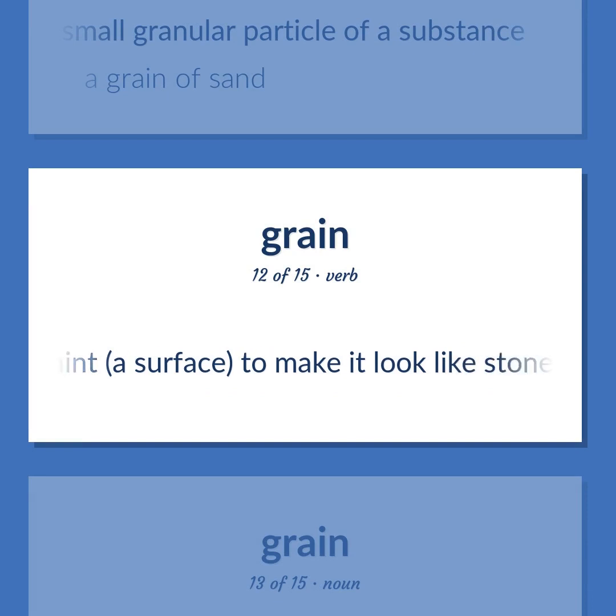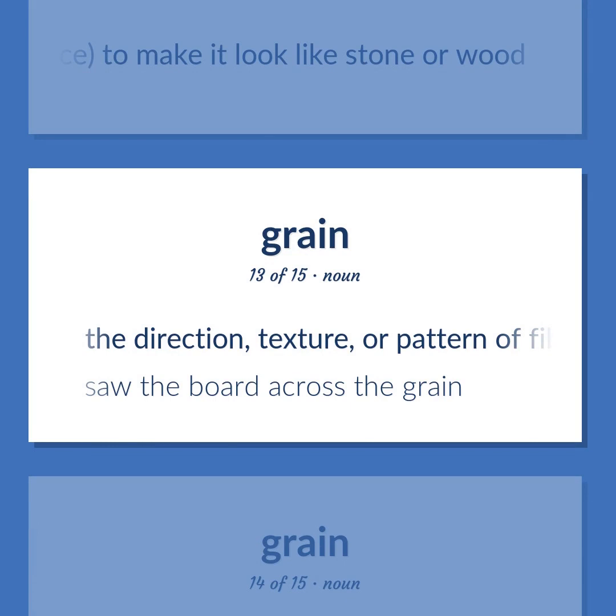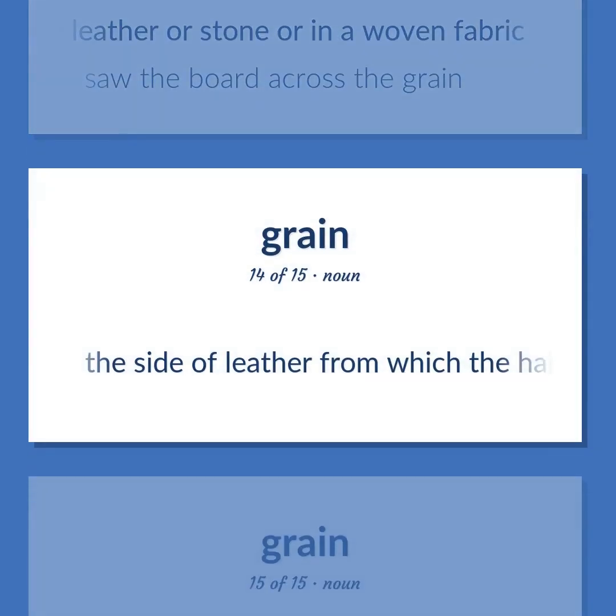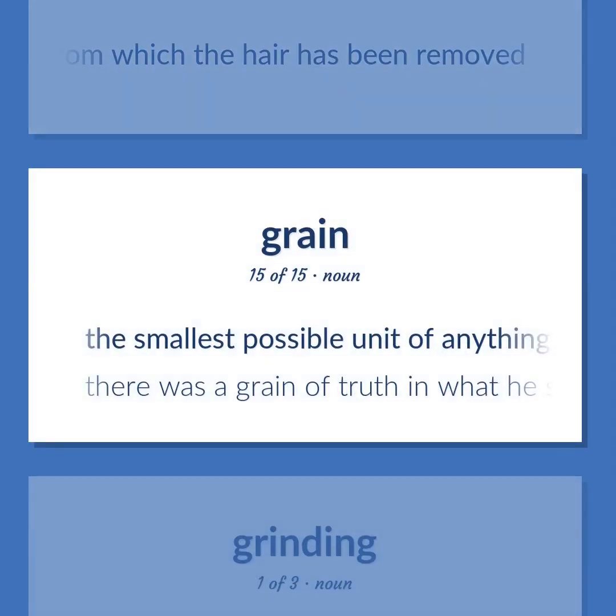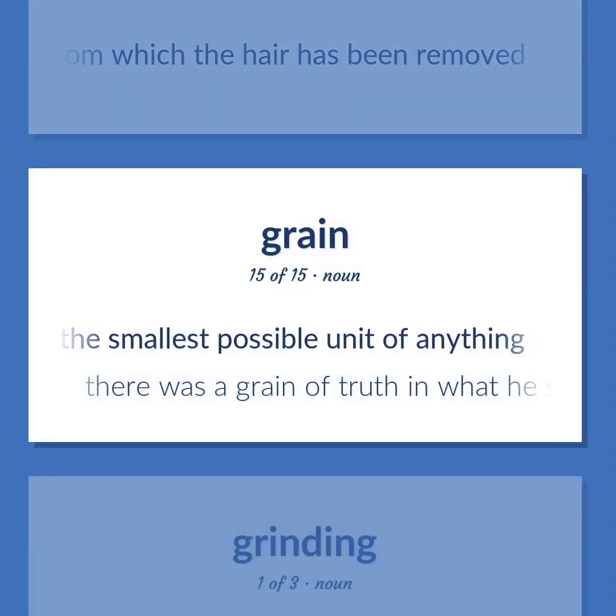Paint a surface to make it look like stone or wood. The direction, texture, or pattern of fibers found in wood or leather or stone or in a woven fabric. Saw the board across the grain. The side of leather from which the hair has been removed. The smallest possible unit of anything. There was a grain of truth in what he said.